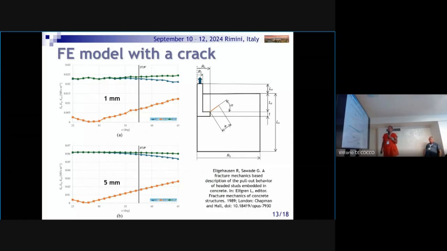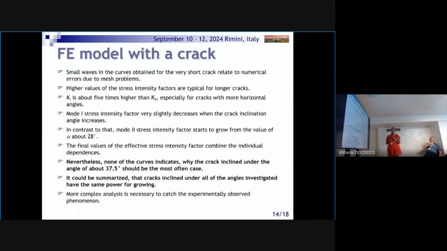Our results show that maybe the crack should have the same energy for propagation for every angle that we assumed. So we try to find another way to explain this crack propagation.